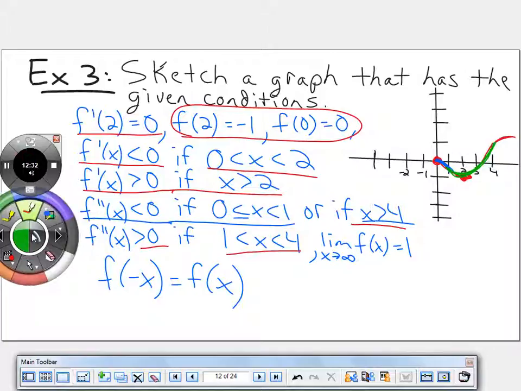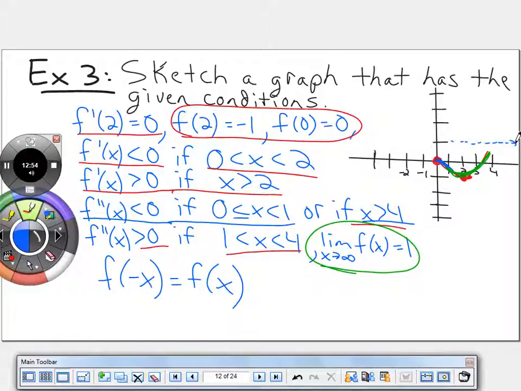Oh, and then this last piece. Oh, no, this one. This is a big one. It says the limit as x approaches infinity is actually equal to 1. So a little oops there because it looks like I kind of surpassed that a little bit. So it looks like we should have a graph that approaches 1.